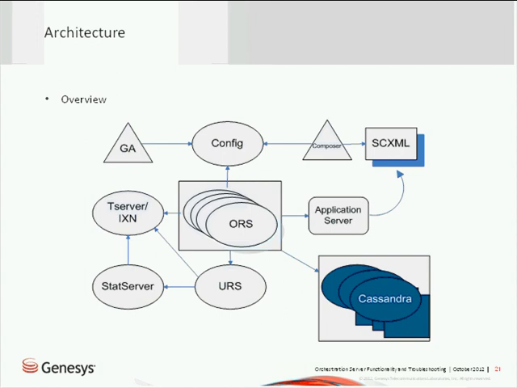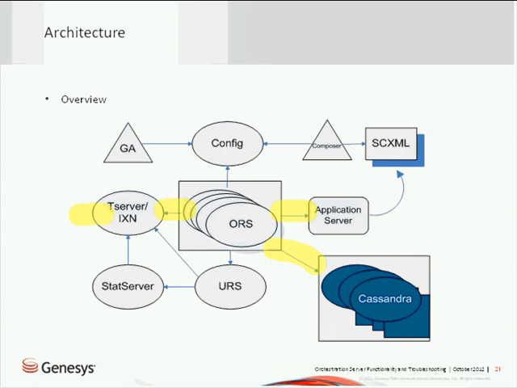So if an interaction comes in, and we'll just use a simple call as a sample, a call is going to come into T-Server. T-Server is going to turn that into an event. It's going to pass it over to ORS. ORS is going to get that event, and it knows what application has to be kicked off. So number one, first it's going to create a session. So it's going to write that information to the Cassandra cluster.